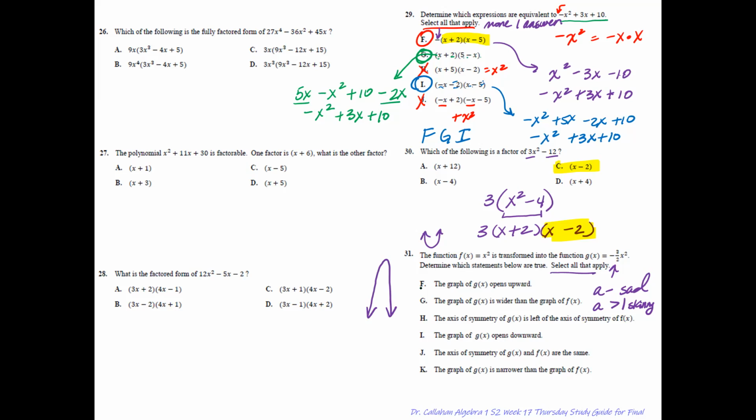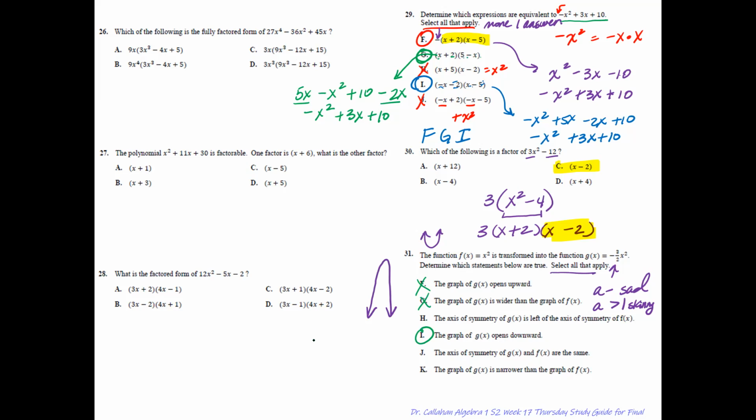The graph opens upward. That's not right. The graph is wider. That's not right. The axis of symmetry is to the left of the axis of symmetry. I don't know what that means. The graph opens downward. That's correct. The axis of symmetry. Okay, I see what you're saying.